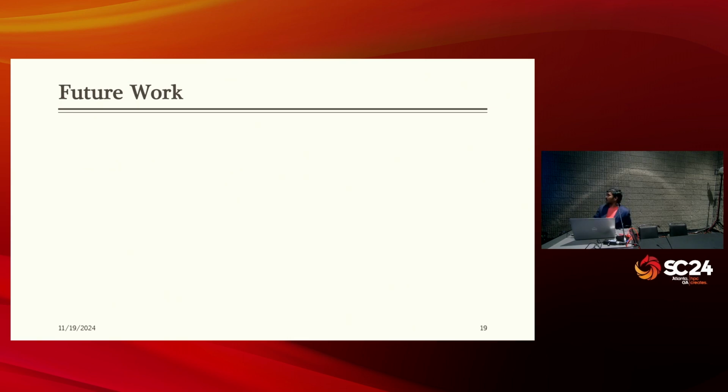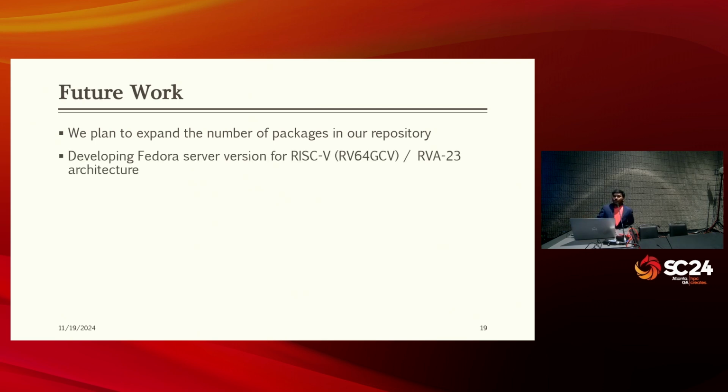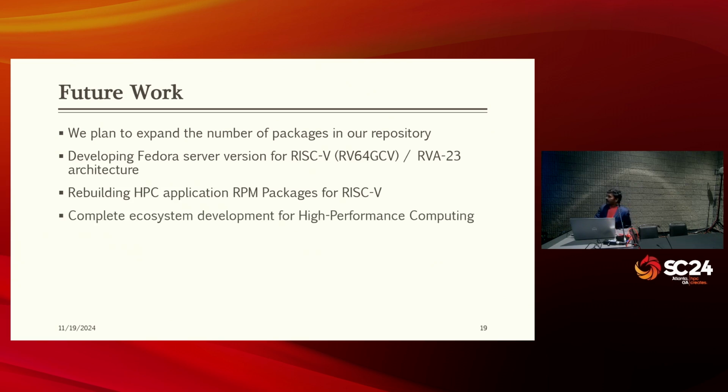Next, future work. In future, we are planning to expand the number of packages in our repository. Right now, 5,000-plus packages are there, and we are able to create minimal Fedora as well as developer version Fedora distributions. In future, we are going to add more packages into our repository. Also, we are going to develop a Fedora server version for RISC-V, that is for the RV64G-CV variant as well. And we are going to rebuild HPC application RPM packages for the RISC-V architecture, making a complete ecosystem development for high-performance computing.